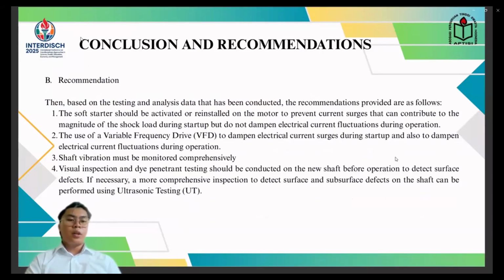And this is a recommendation. 1. The soft starter should be active or reinstalled on the motor to prevent current surge that can contribute to the magnitude of the shock load during startup, but does not dampen electrical current fluctuation during operation. 2. We use a variable frequency drive to dampen electrical current surge during startup and also to dampen electrical current fluctuation during operation. 3. Shaft vibration must be monitored comprehensively.